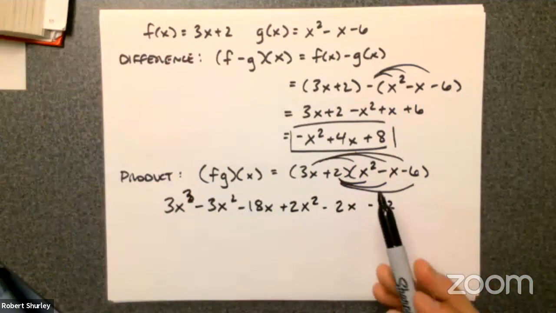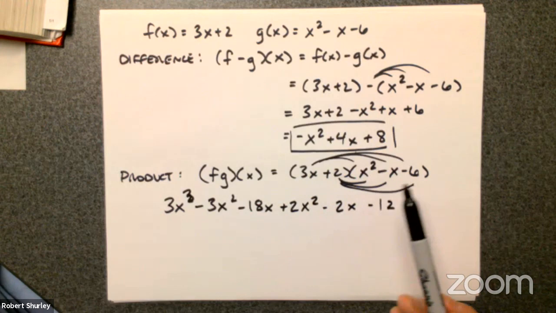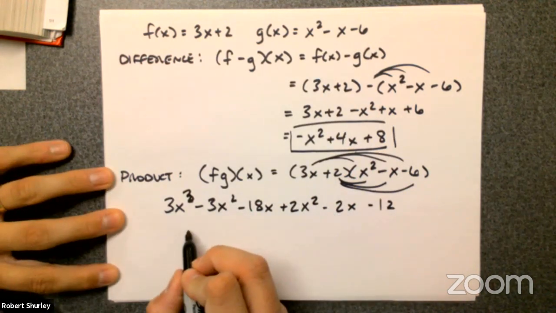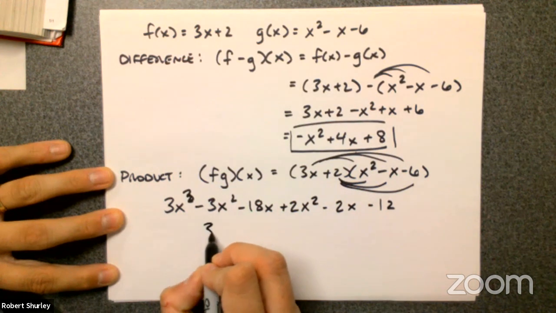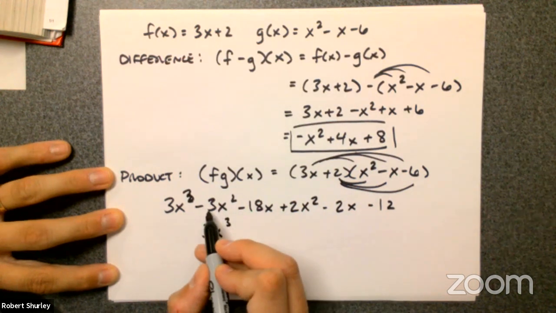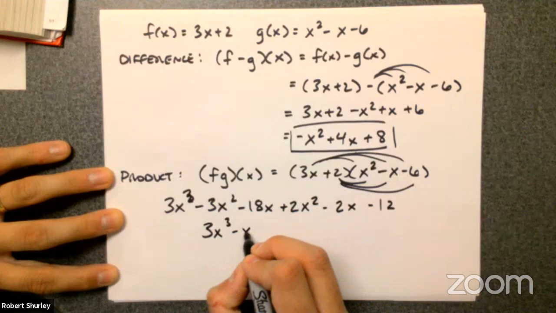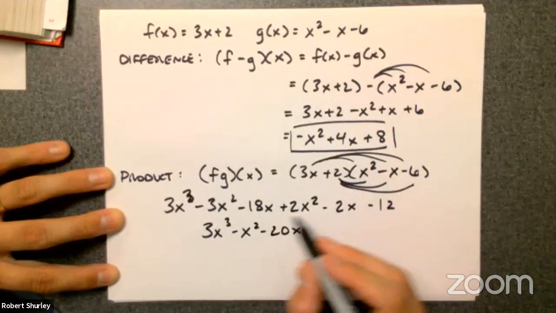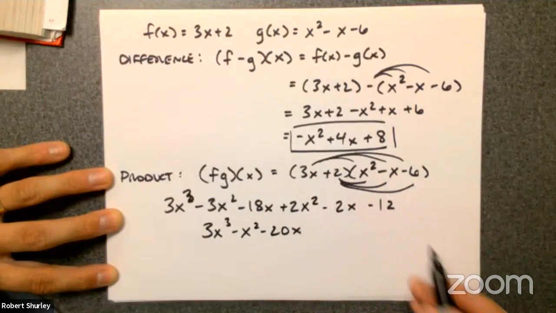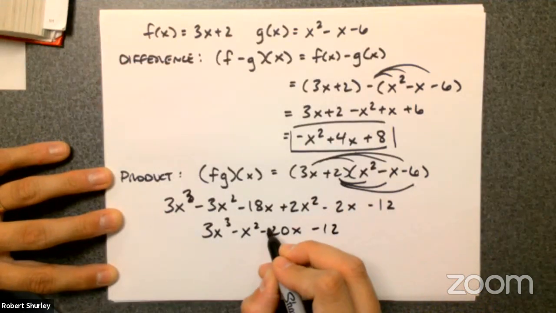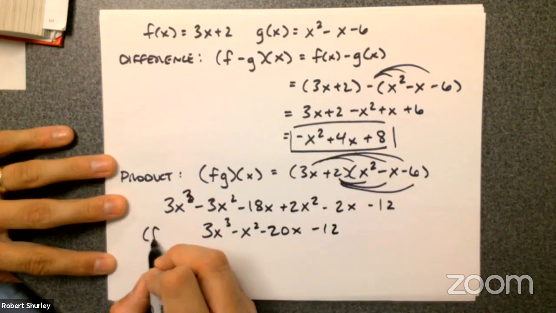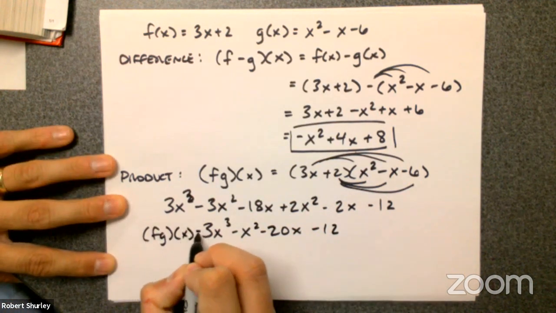So there's 6 terms when you multiply a binomial into a trinomial. But what should happen is we have a combination of these. So this turns out to be 3x cubed. Now we've got minus 3x squared plus 2x squared, so minus x squared, minus 20x, negative 18, negative 2, and then a minus 12, okay? So this would be our FG of x.